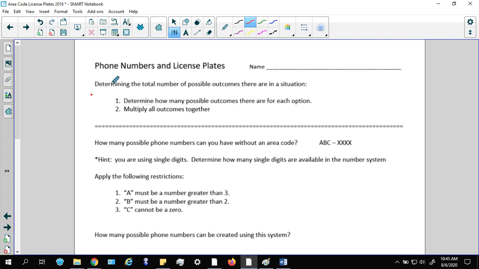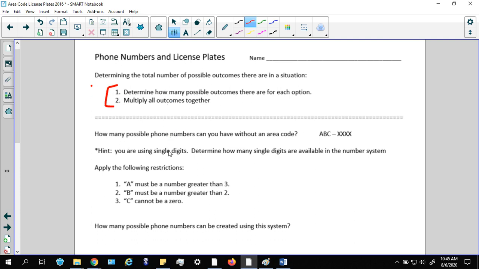It says, determine the total number of possible outcomes in the situation. So here is basically what we're going to be doing. This would be question number 1: How many possible phone numbers can you have without an area code? In these type of problems, we do have some restrictions, and the restrictions go along with our blueprint here. It said ABC. A phone number has 7 digits. Now, you might be saying, well, a phone number is 10 digits. You're right, you would have to type in 10 digits, but the first 3 is the area code.